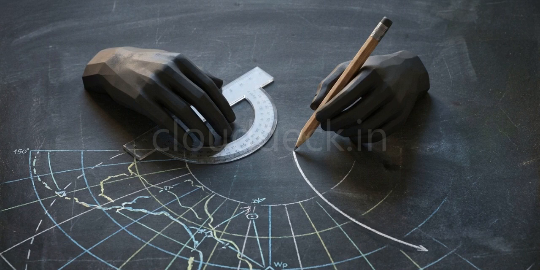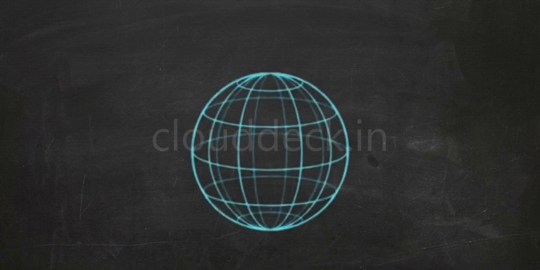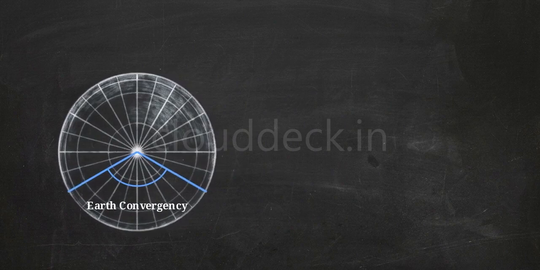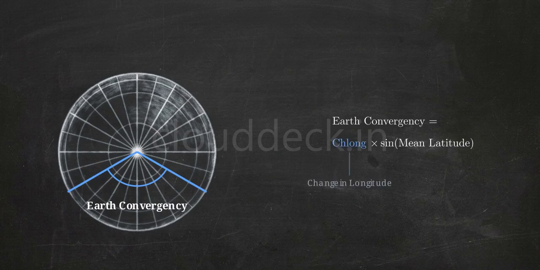efficiently across long distances. Notice how the vertical meridian lines on this globe are wide apart at the equator, but angle sharply inward to meet at a single point at the North Pole. We call this physical leaning Earth convergency. To calculate exactly how much these lines lean toward each other, we multiply the change in longitude by the sine of the mean latitude between our 2 points.